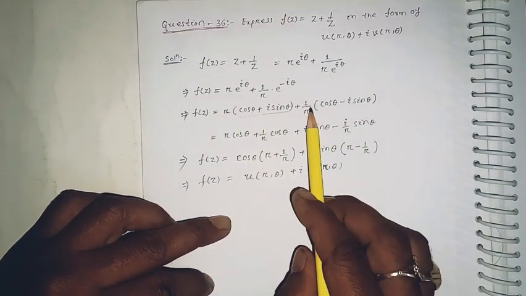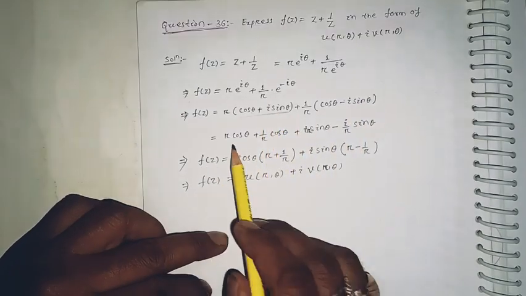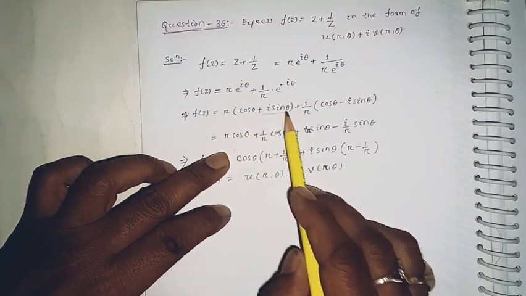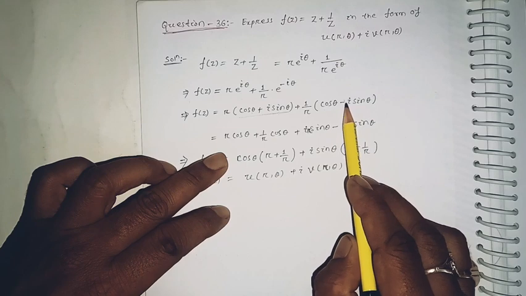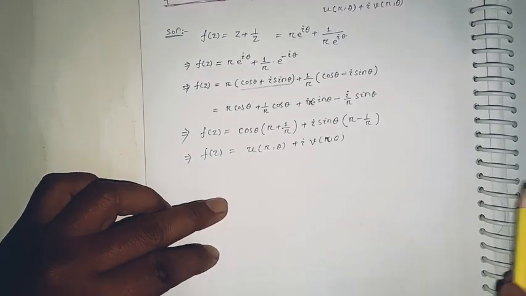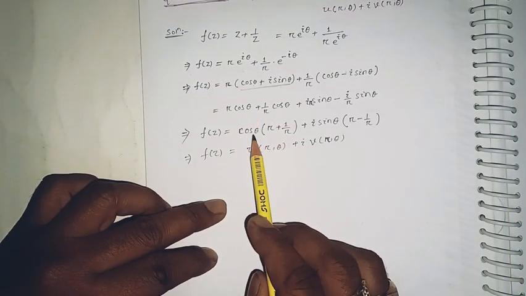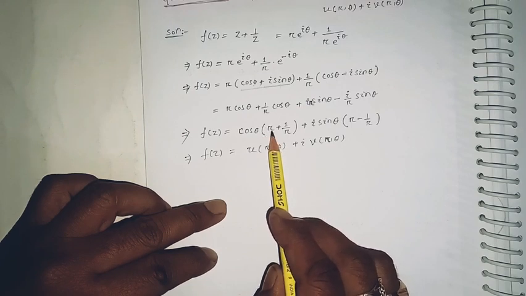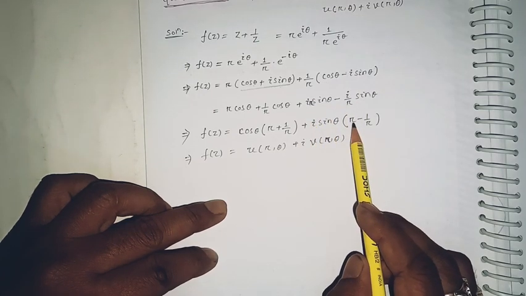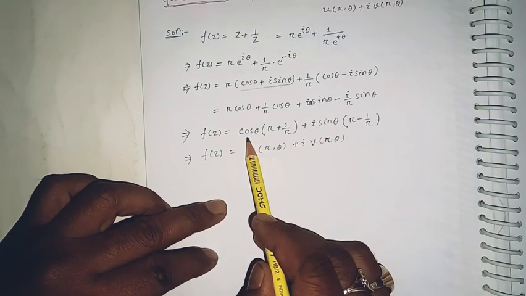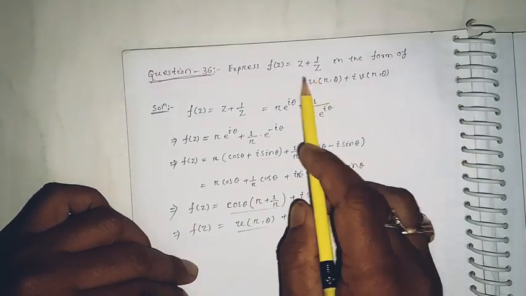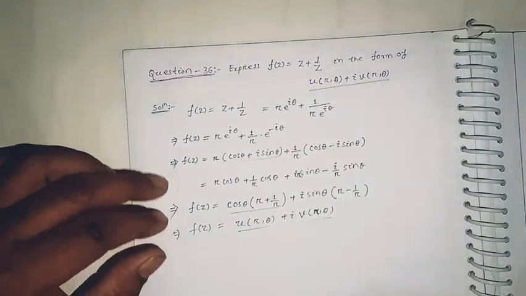Just multiply r and 1 by r with these. So we find r cos theta, here 1 by r cos theta, and i r sin theta, here minus i 1 by r sin theta. From these terms, cos theta is taken common into (r plus 1 by r), and from these terms, i sin theta is taken common into (r minus 1 by r). So this one is u(r, theta) plus i v(r, theta). In this way, the given function f(z) is represented in the form of u(r, theta) plus i v(r, theta).